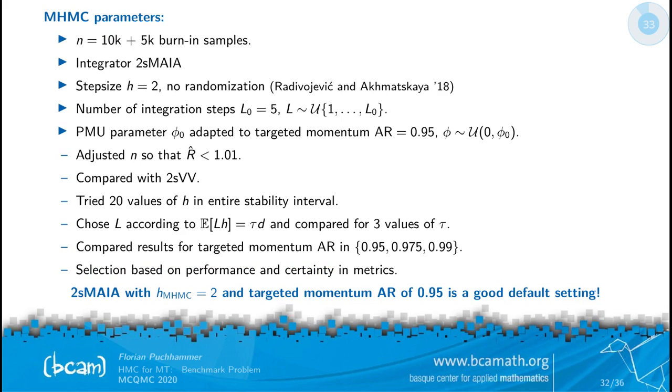For MMHMC, it's quite similar. Again, integration time should be proportional to dimension, but it's a little bit lower for this one. We take the SAIA algorithm at half stability limit, and as a targeted momentum acceptance rate, it's 95%. Okay, here we put a lot of justification of what we've tried, so that this is really the best, but it's also what we suggest to use as default values.